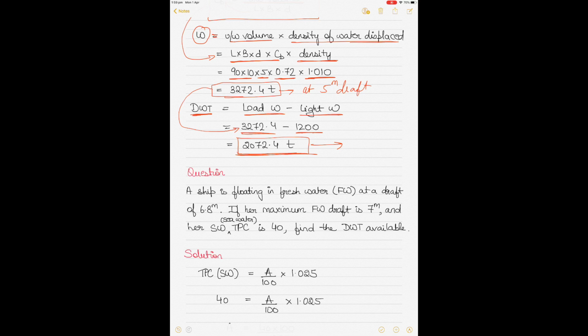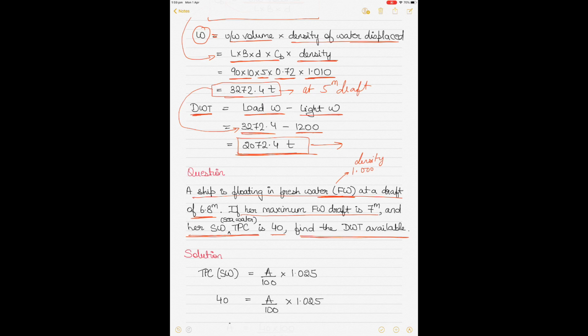The final question says that a ship is floating in fresh water at a draft of 6.8 meters. When it says fresh water, you know the density is 1. If her maximum freshwater draft is 7 meters and her seawater TPC is 40, find the deadweight available. Whenever you see so much information given to you, don't get stressed.